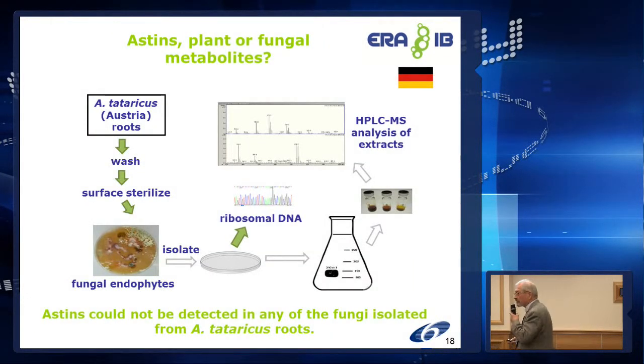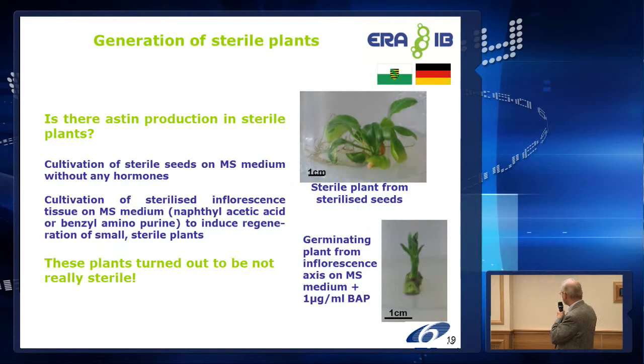Then we thought, could there be an endophyte present in the roots of the asters producing astins? So we analyzed plants which were surface sterilized, then we looked for fungal endophytes, isolated them, then also characterized them and extracted compounds from them, but none of these endophytes produced any astins. So our assumption that astins are produced by the plant itself seemed to be correct.